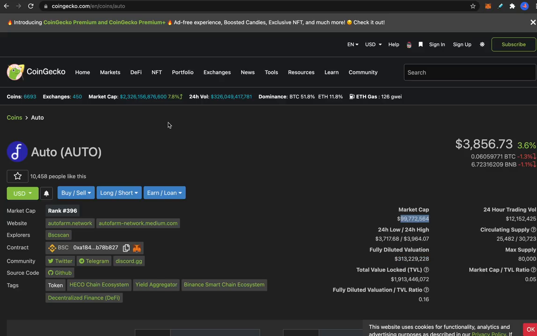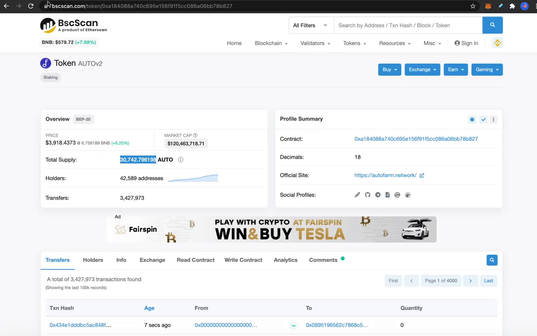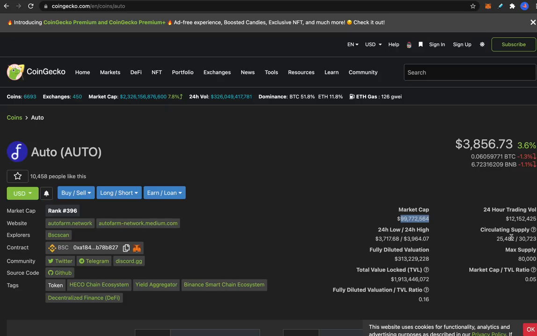So for instance, for the real market cap of Auto, you should go to binancesmartchainscanner.com and take a look at the real market cap, which is $120 million. And you can see the total supply of Auto is now 30,742 tokens that have been released on the market. But here on CoinGecko, they say that only 25,000 have been released. So this is wrong information, as well as the total supply. 30,723 is actually the correct number here. But I don't know why they show a different market cap here.